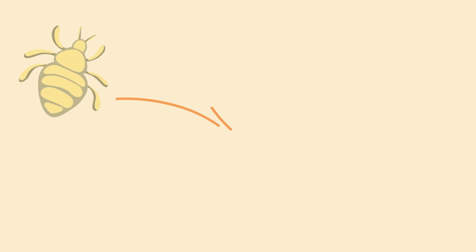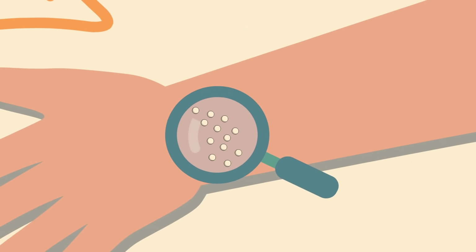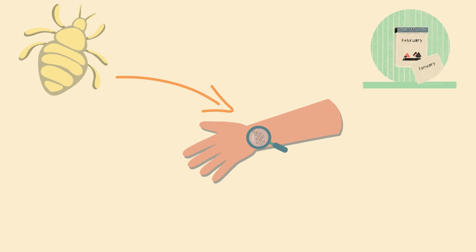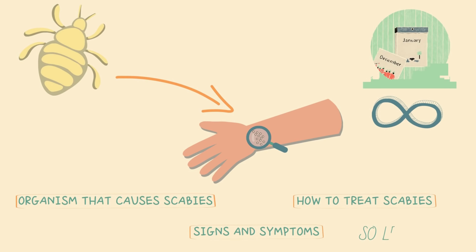Scabies is caused by a mite which lays eggs in the human skin. These eggs then hatch and grow into adult mites which repeat this cycle. This means that the signs and symptoms of the skin condition can last for months or even years if not treated properly. In this video, we will take a brief look at the organism that causes scabies, its signs and symptoms, and then we will talk about how to treat scabies. So let's begin.